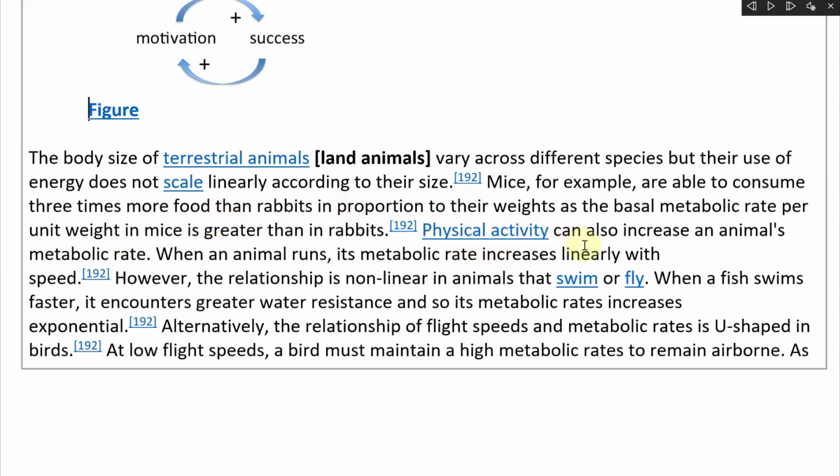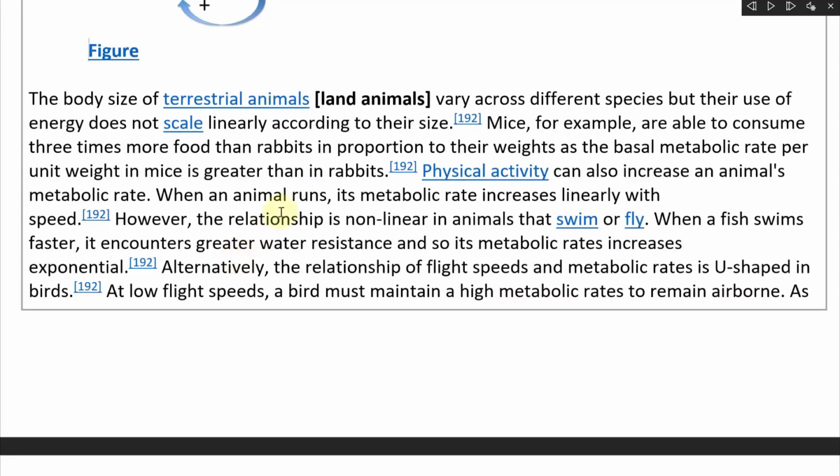Now, physical activity can also increase an animal's metabolic rate. When an animal runs, its metabolic rate increases linearly with speed.